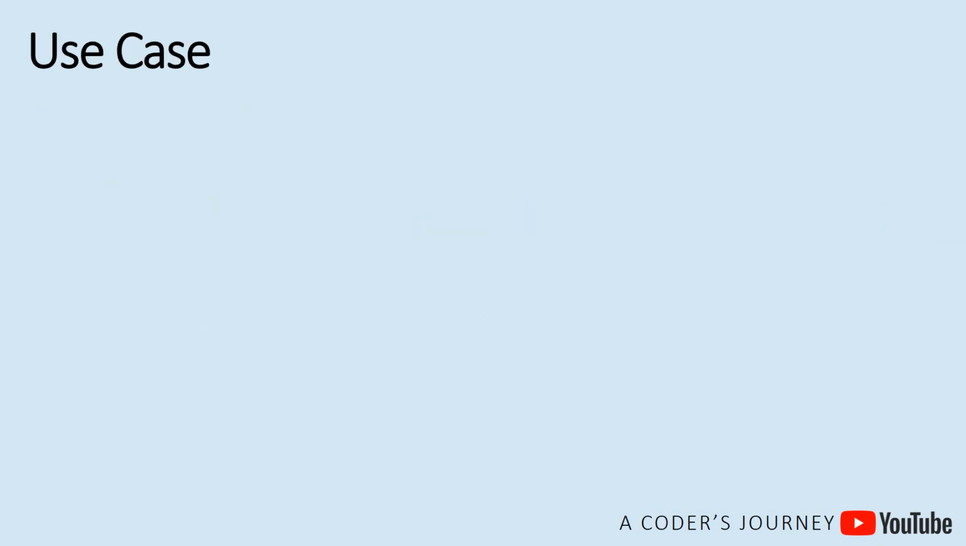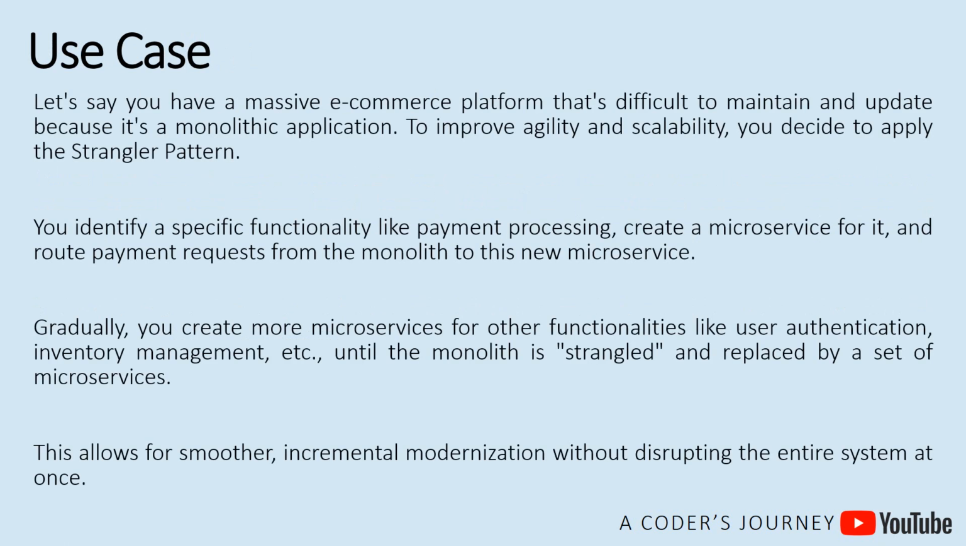Now let's talk about some interesting use cases of this pattern. So let's say you have a massive e-commerce platform. Now you have been maintaining this for a while, and now you want to migrate it to a microservices architecture. So instead of doing everything in one go, you are going to use the Strangler pattern. This e-commerce platform has become difficult to maintain and update because it is a monolithic application. So to improve agility and scalability, you have decided to apply the Strangler pattern.